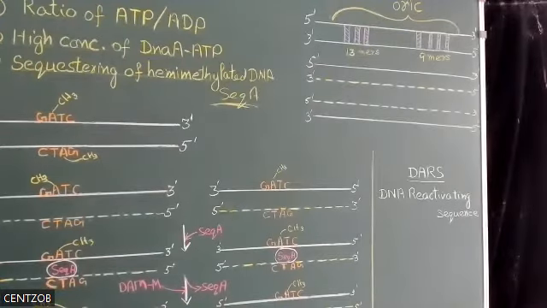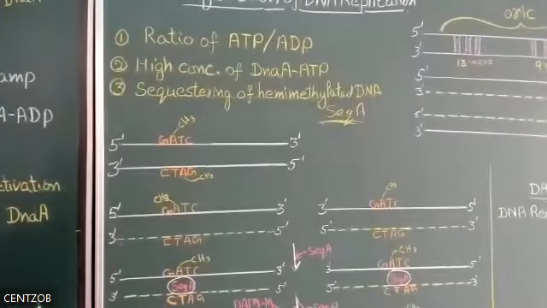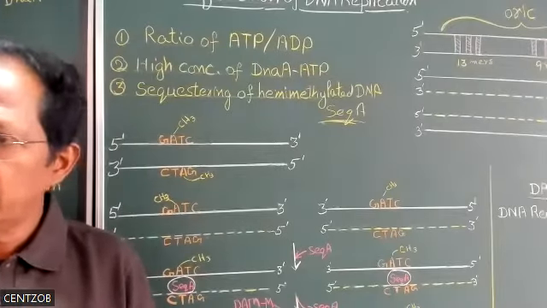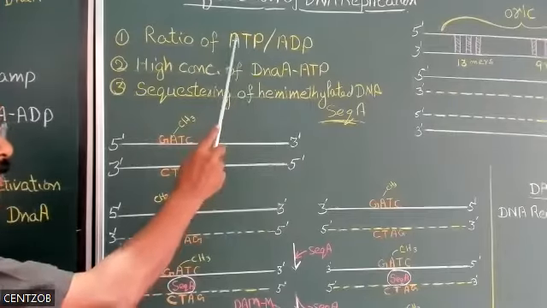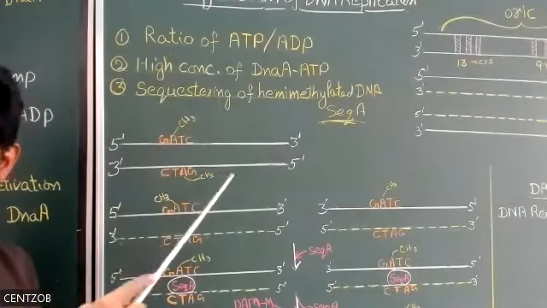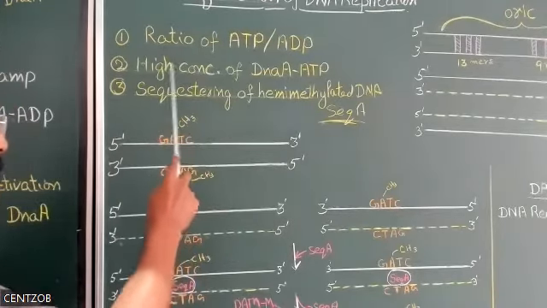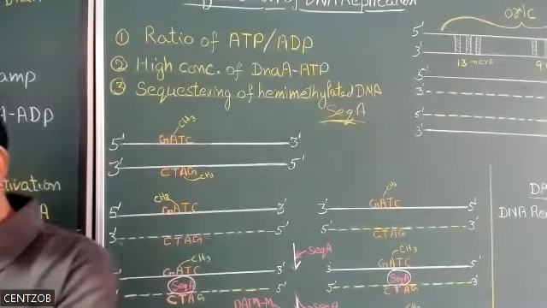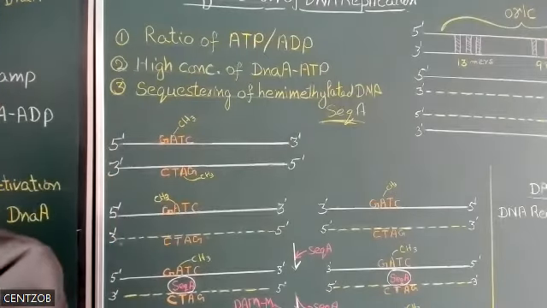Okay. The second one is high concentration of DnaA-ATP. Here you should understand the ratio is ATP to ADP, not ADP to ATP. High concentration of DnaA-ATP should be there. When replication begins, DnaA-ATP concentration should be very high. Then only DnaA can bind with the DnaA box of the origin of replication.